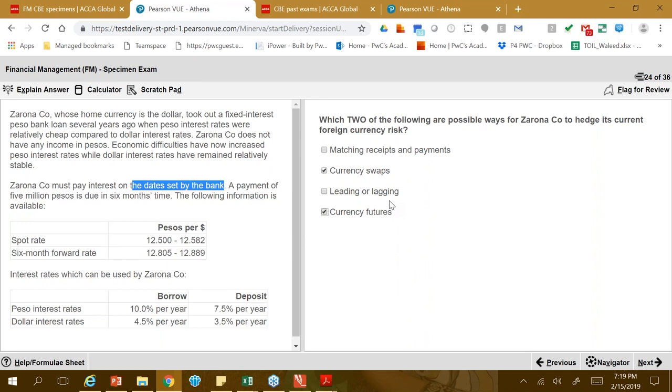And the reason we haven't taken matching receipts and the payments is because there was no income in pesos. And the reason we didn't take leading or lagging is because it said in the question that the dates are set by the bank, which cannot be changed. That was 24. 25 now.